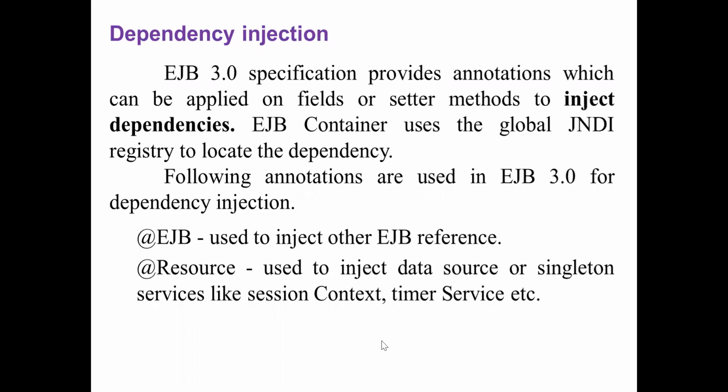That is @EJB, used to inject another EJB interface, and the second one is @Resource. So there are two injection annotations: the first is @EJB and the second is @Resource. What is the role of @EJB? It injects the other EJB reference, meaning it gives the reference of one EJB to another EJB by using @EJB.